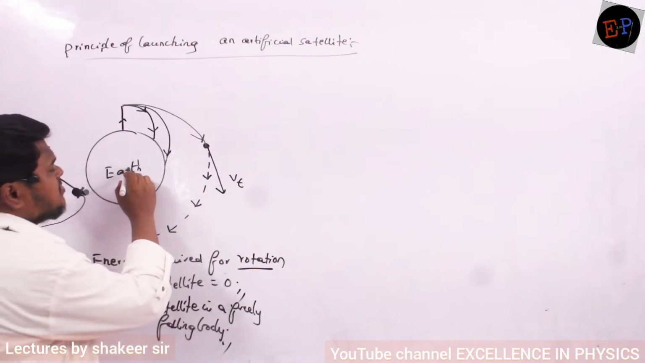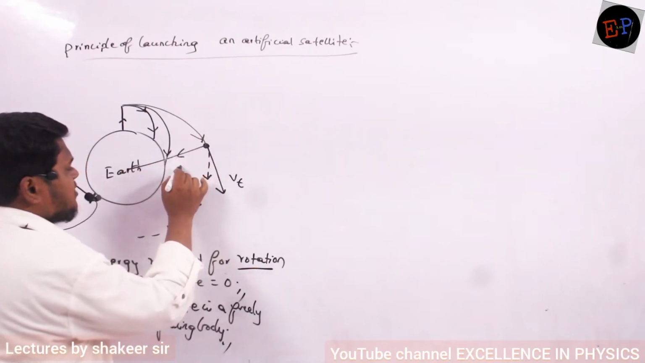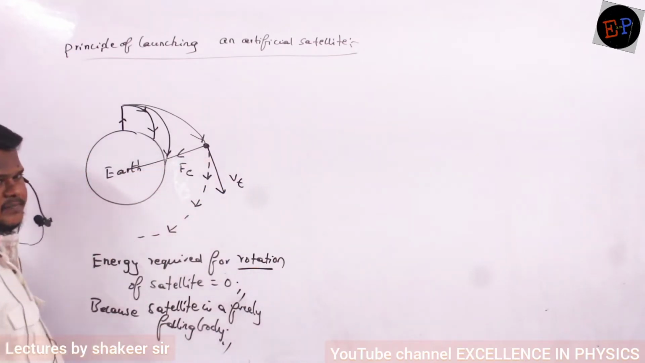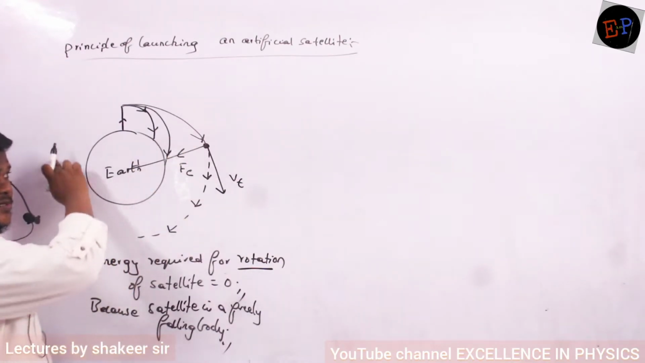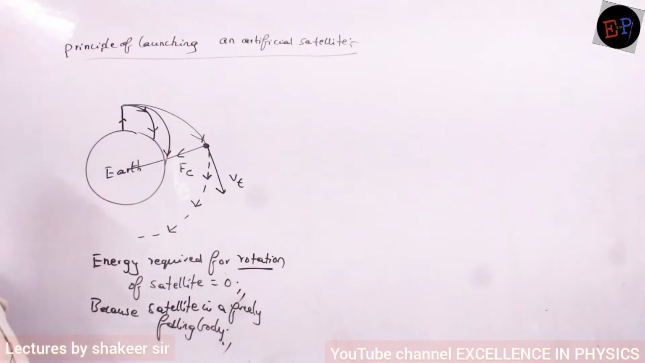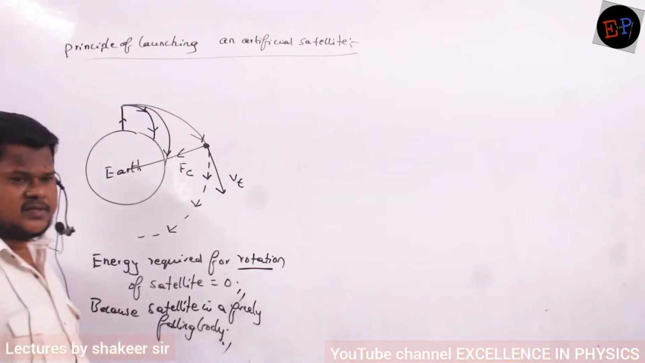But the gravitational force of the earth is providing centripetal force to this satellite. Because of this centripetal force, it is moving in a circular path. That is the second explanation. Both are correct. Are you able to understand what is happening?